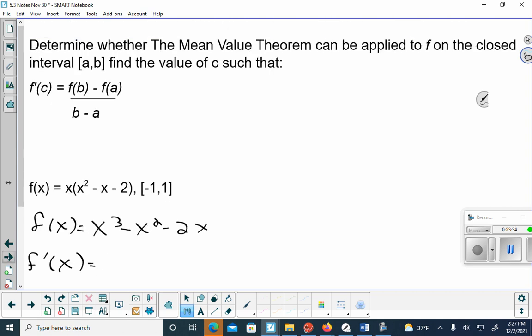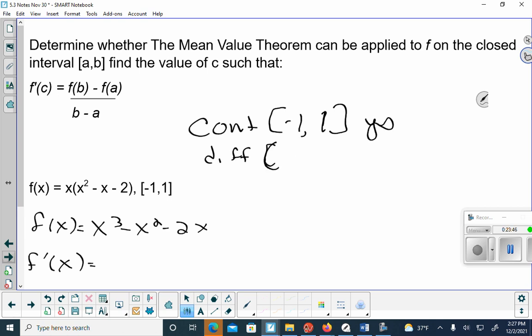The next one, we're going to determine whether the mean value theorem can work. So I'm going to say, is this function continuous on the closed interval from -1 to 1? And I'm going to say yes. Is it differentiable from -1 to 1? And I'm also going to say yes.